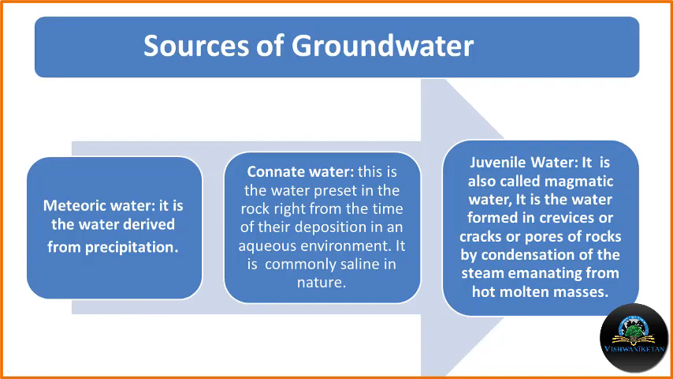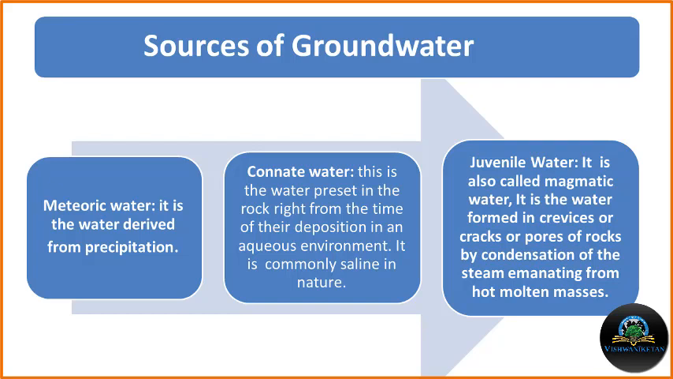The main source of groundwater is the meteoric water, or the normal rain. By this rain, the water may percolate down under the influence of gravity, which will ultimately reach the groundwater table. But another source of groundwater may be the connate water. This is the water present in the rock right from the time of their deposition, especially in sedimentary rock, where most of the rocks are deposited under the sea. The water present between the pore spaces in sedimentary rocks may be termed connate water. Juvenile water is also called magmatic water.